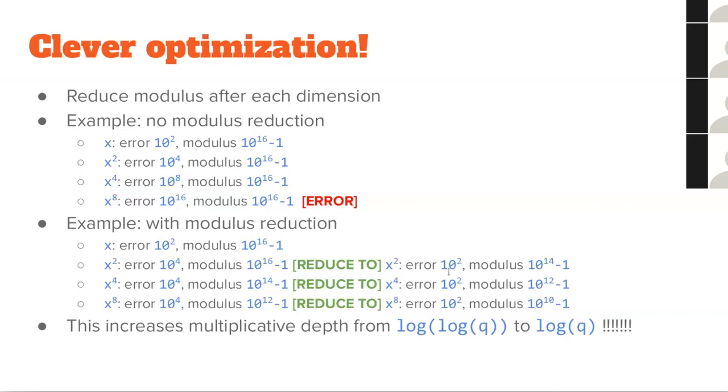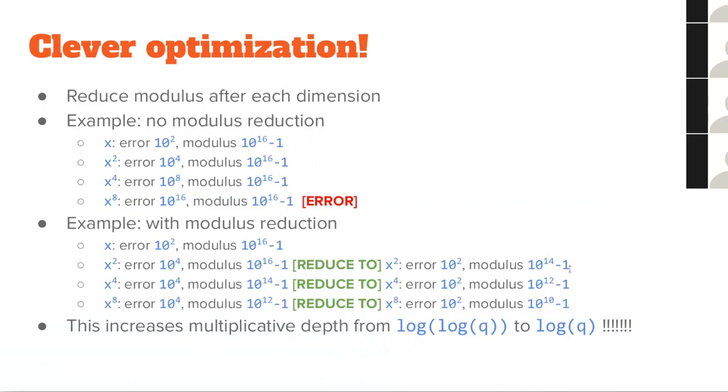Your error of 10 squared goes back up to being an error of 10 to the 4. Your modulus is the same. Then you reduce it again, and now your error goes down to 10 squared. Your modulus hops down again. Then you square it again. The error goes up from 10 squared to 10 to the 4, and then you just reduce the modulus again. And so notice that instead of the error squaring every time, we have the modulus nicely, orderly, just stepping down by a constant factor every time, right?